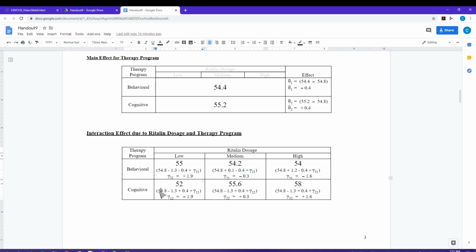Likewise, for the cognitive, I'm going to do that same additive process. Start with the overall. I got a negative 1.3 because I'm in the low Ritalin dosage. I need to add 0.4 now because I'm in the cognitive therapy program. So doing all of that. Okay. And I need to get clear down to 52 here. So I need to subtract 1.9 here in order to get there from those calculations. I'm going to do the same thing there for the medium and also for the high.